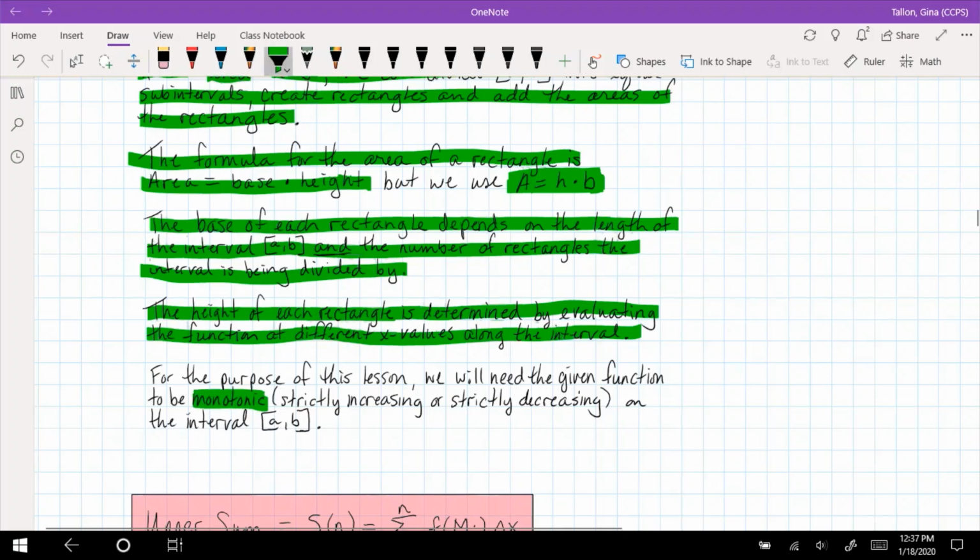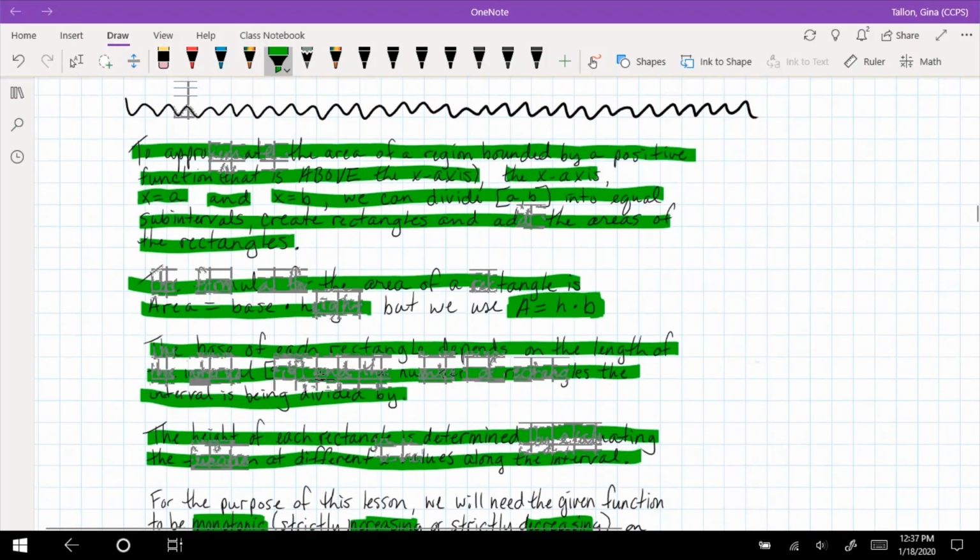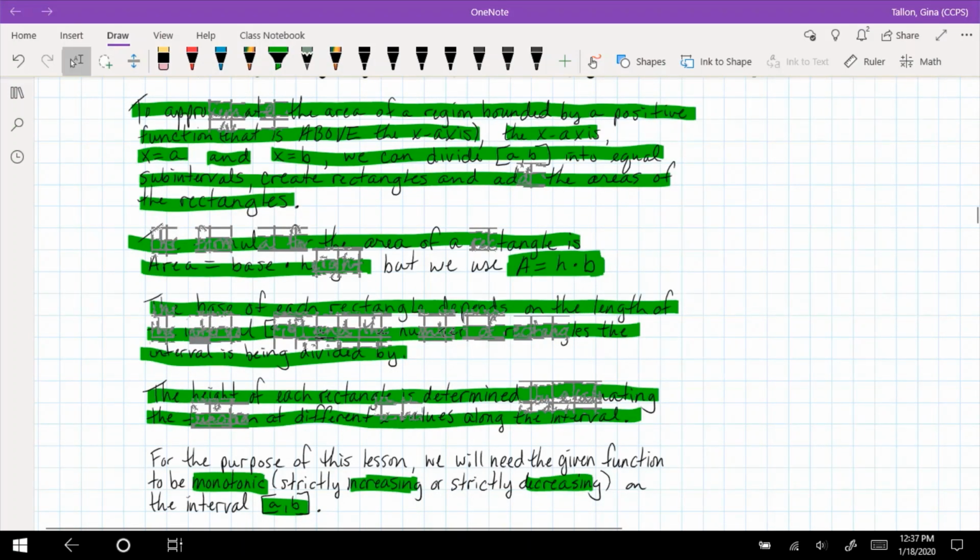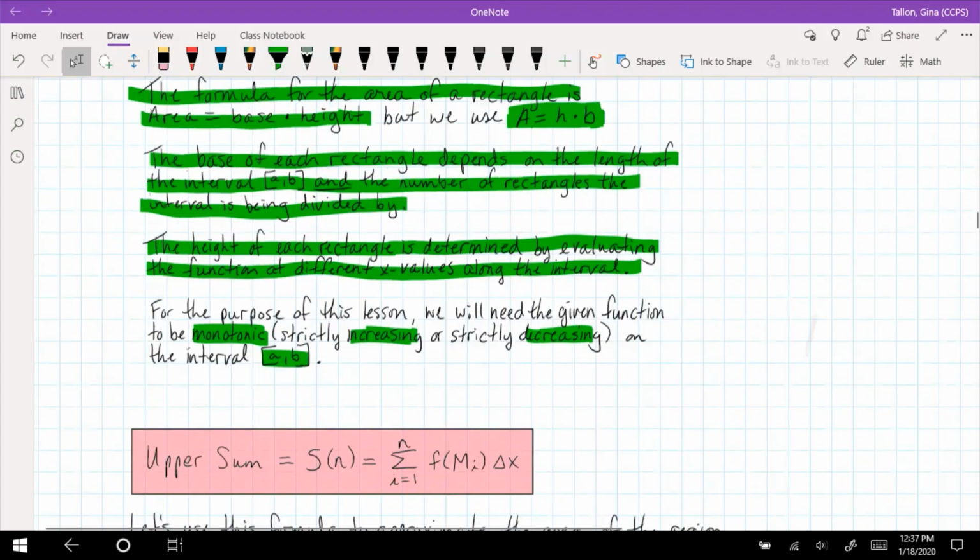That should be logical. For the purpose of this lesson, we will need the given function to be monotonic. We've discussed that word, monotonic. That means it's strictly, or always, increasing or always decreasing on the given interval [a, b]. Okay, it's a lot of information right there. You can go back and reread it maybe after we do a couple of examples, but let's see what we have.